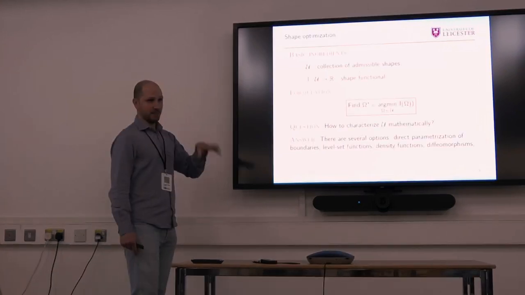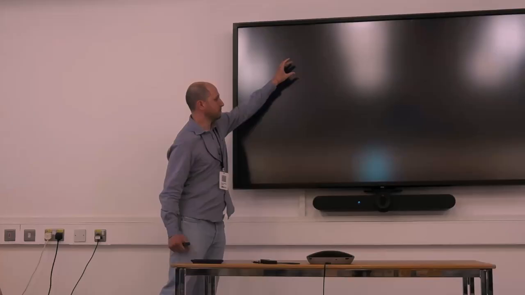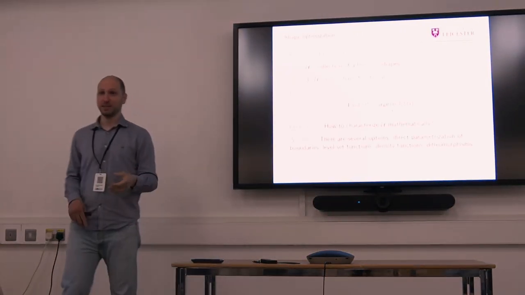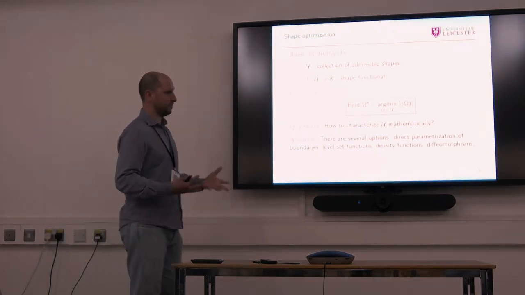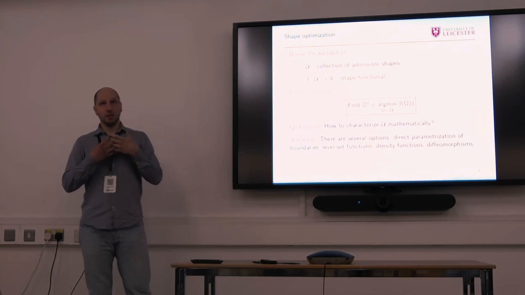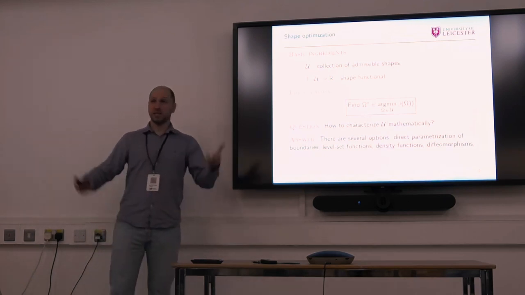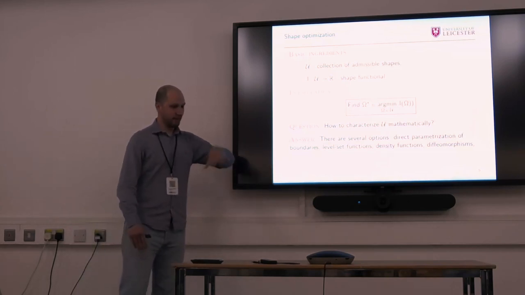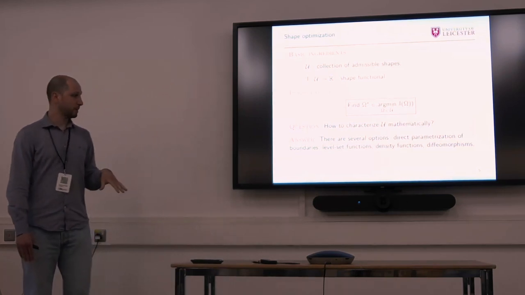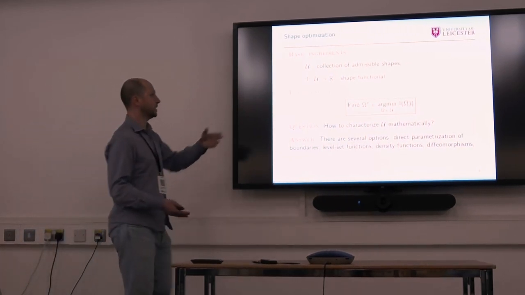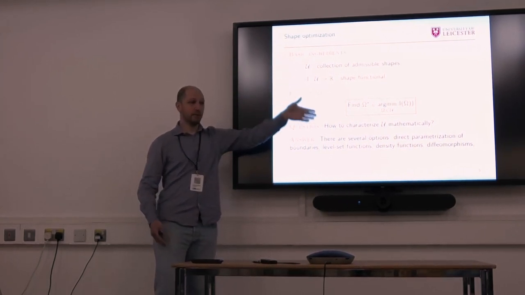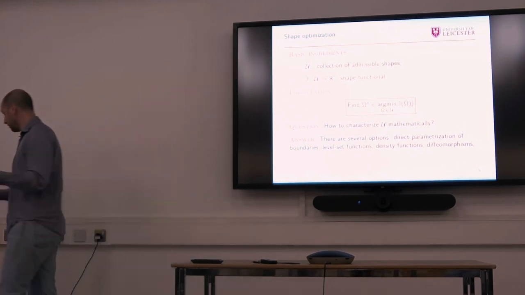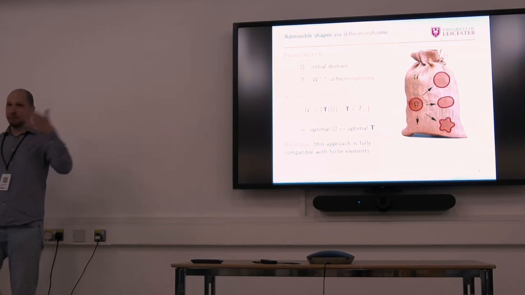Now, the difficult thing in shape optimization is to characterize the collection of admissible shapes. Because the biggest difficulty is that shapes are not naturally part of a vector space. You cannot take two shapes and add them up. It's not clear what it means. And so this is where the shape optimization community splits. Depending on how you characterize this collection of admissible shapes, you get a different method. You get the SIMP method, the level set method, a phase field method, or what I do, which is a method of diffeomorphisms.